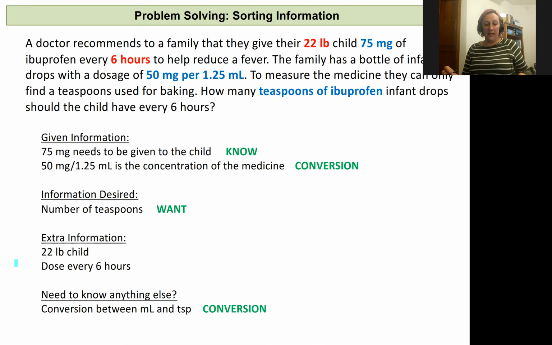Our given information is that 75 milligrams of ibuprofen needs to be given to the child. We also know a conversion factor that's been given to us: 50 milligrams is contained in each 1.25 milliliters of the infant drops. So this is the conversion factor that we have. We know that we have 75 milligrams that we need to give to the child. And we want to know the number of teaspoons, right? That's following the statement of how many teaspoons of infant drops the child should get. So that's what we want our answer to be in.